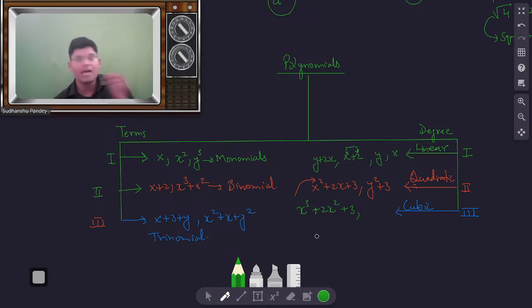But if somebody asks you what kind of polynomial this is on the basis of terms, then you have to count the terms. And if somebody asks you on the degree, then you have to count the degree. On the basis of terms, they are known as monomials, binomials, trinomials. And if more than 3, they are also known as polynomials. In fact, all these 3 are also known as polynomials.